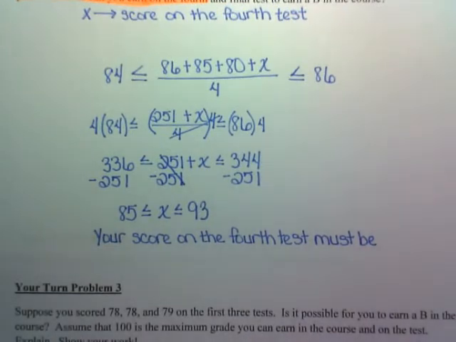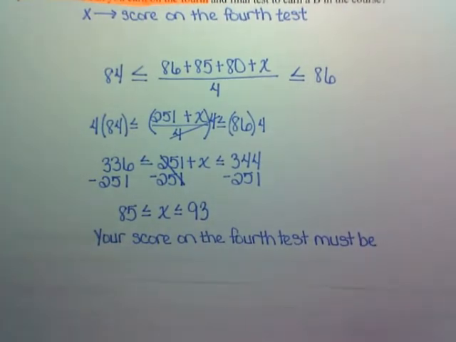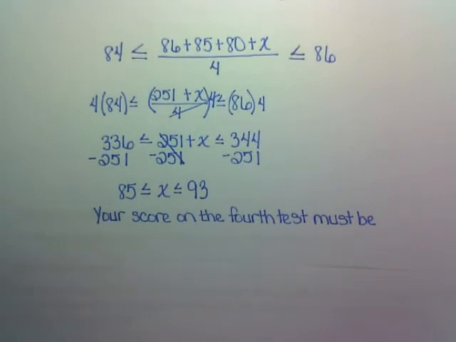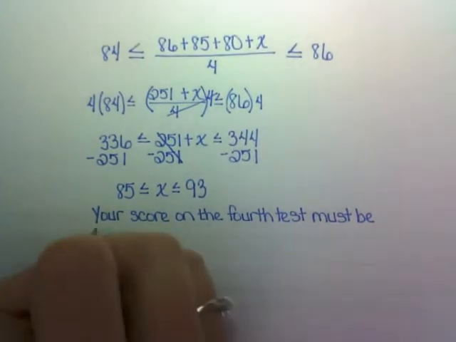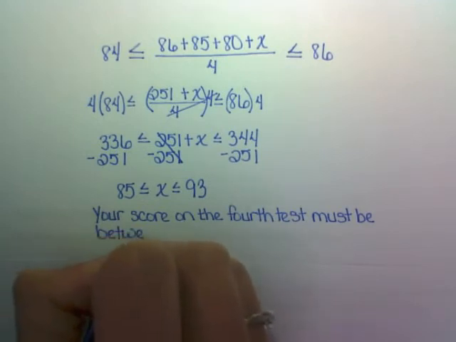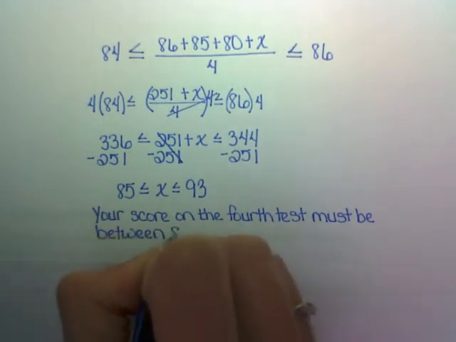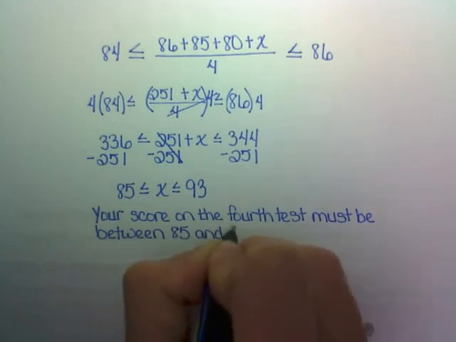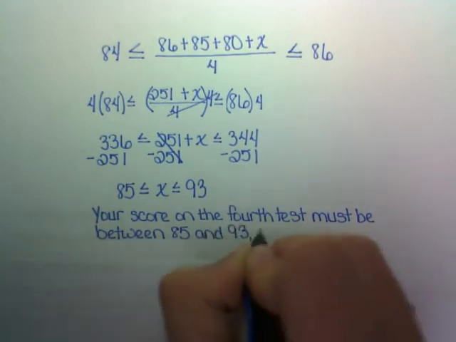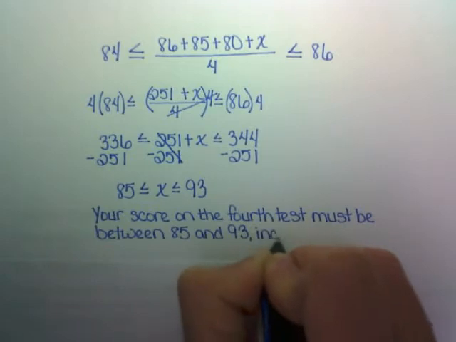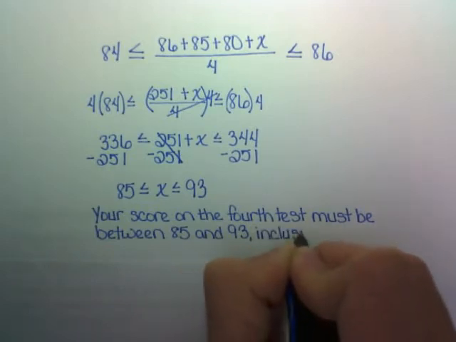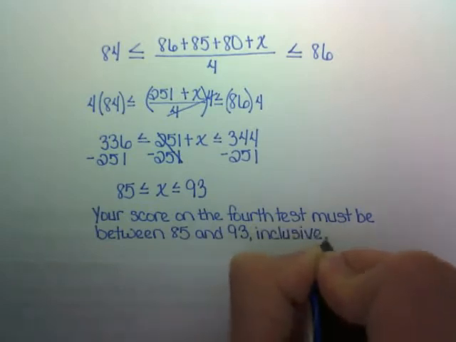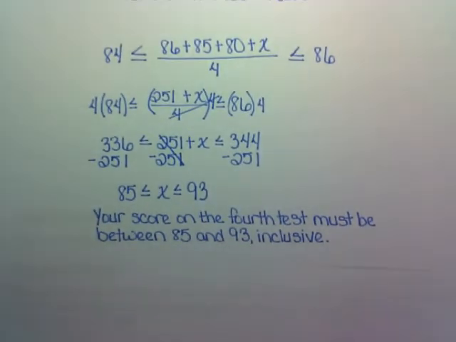Cover up the your turn question here. We'll get to that in just a minute. Your score on the fourth test must be between 85 and 93 inclusive. Remember, inclusive means you can make the 85 or you can make the 93, and that's okay. And there's your answer. This is what your inequality is telling you.